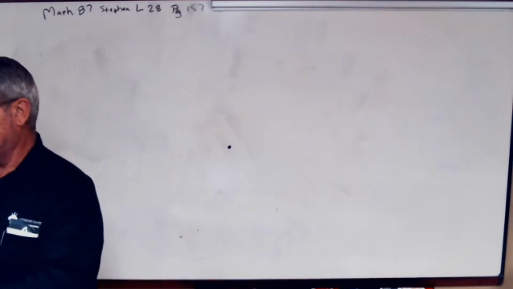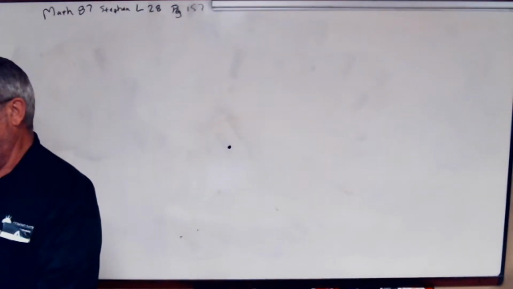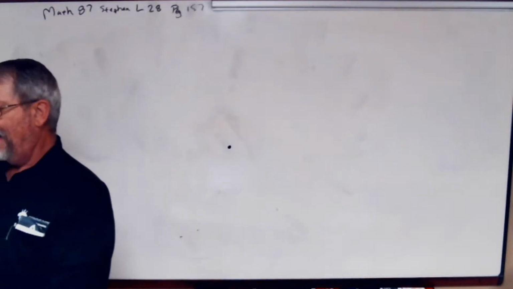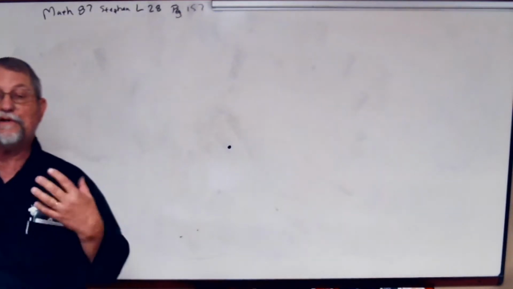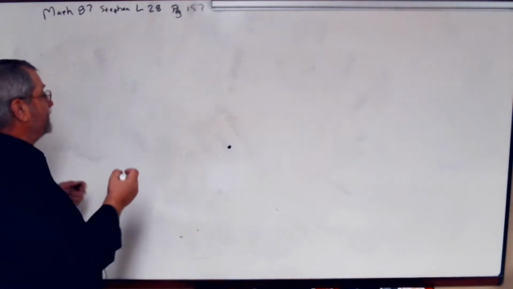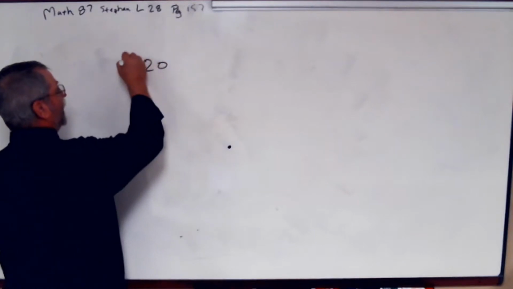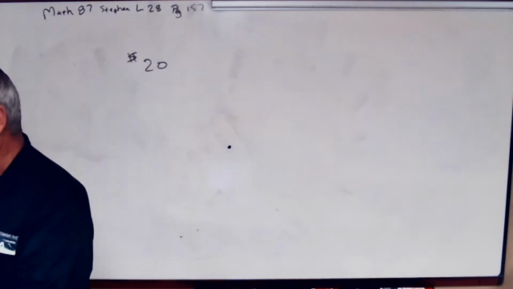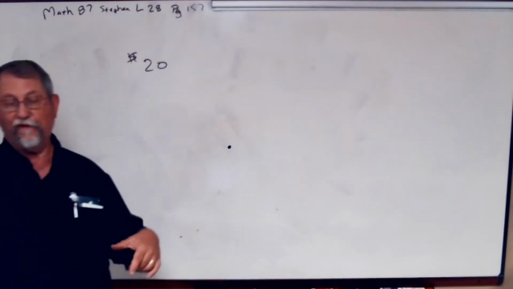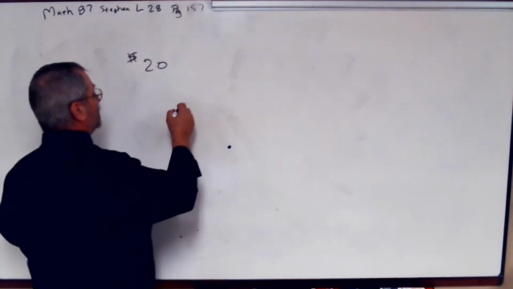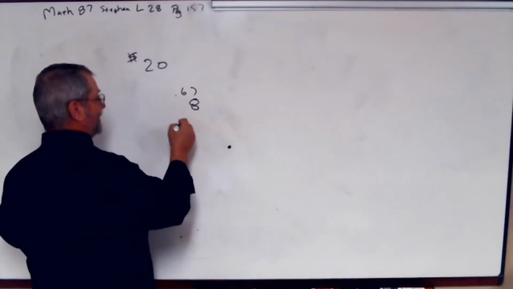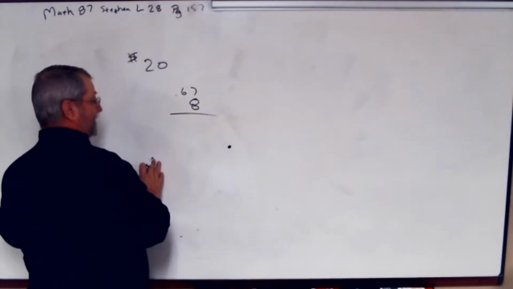Okay, example one, it says here on page 158, Julie went to the store with $20. She bought 8 cans of dog food for 67 cents per can. How much money did she have left? There's two things we have to do here. First of all, she went to the store. She had 20 bucks. Okay, in the store, what did she buy? She bought 8 cans of dog food, and it was 67 cents each. Use the decimal on here because it's money.